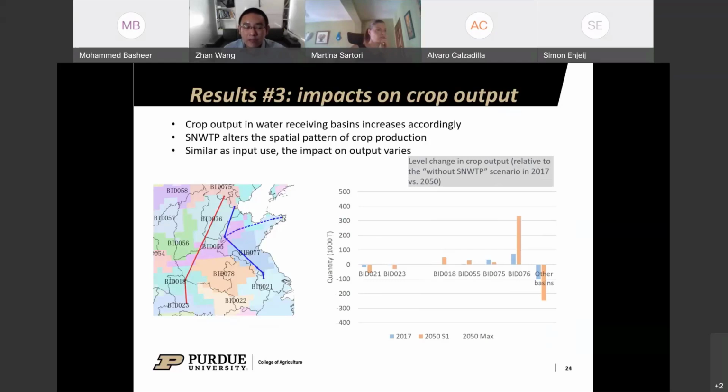And similarly, as with the input use we saw in the second set of results, the impact of SNWTP varies across basins, and also varies with different scenarios, now and in the future. But in general, the result is consistent that when we have more water transferred, the increase of production will also be higher, which is consistent with our economic intuition in the model structure part.